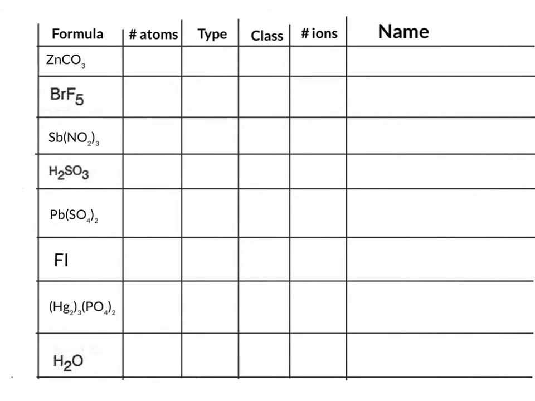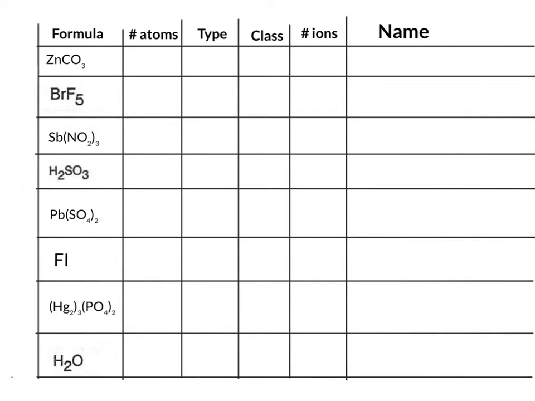And now we have Pb(SO4)2. The total number of atoms: we have 1 lead, 2 sulfurs, that's 3 so far, plus 8 oxygens. That gives us a total of 11 atoms. What type of compound is this? We have lead first, that's a metal. That means this is ionic, so we will have ions present. The classification on this will be a salt. We don't have a hydroxide at the end. The number of ions: we have 1 lead and 2 sulfates, total of 3 ions.